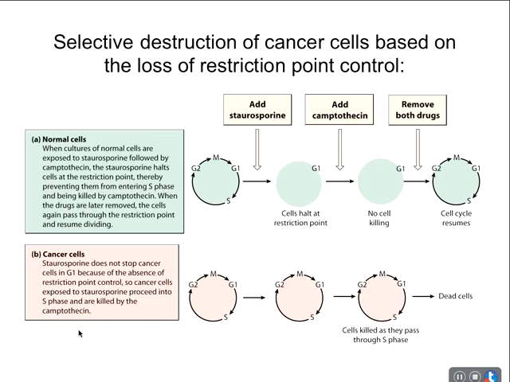This has actually been tested with the thought that maybe we could use this as a cancer treatment. Here's selective destruction of cancerous cells based on loss of restriction point control. Let me walk you through how they did this. They're adding a couple of different chemicals. Staurosporine halts cells at the restriction point. Well, it's supposed to. Normal cells.